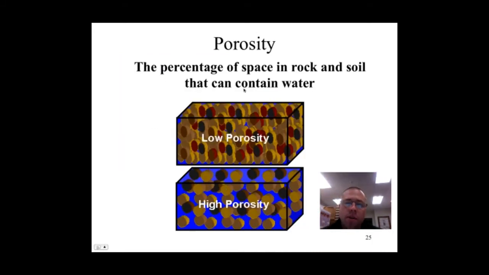Porosity, percentage of space in rock and soil that contain water. So in this particular diagram, we're saying low porosity because there doesn't appear to be a lot of spaces in there to hold water. And in the bottom, high porosity because there's lots of open spaces to hold water.